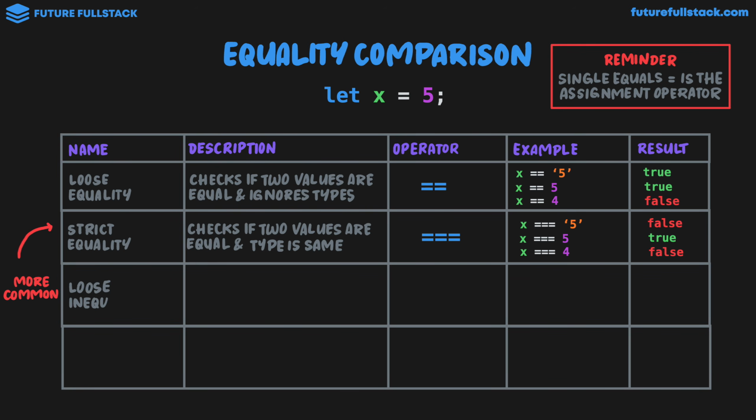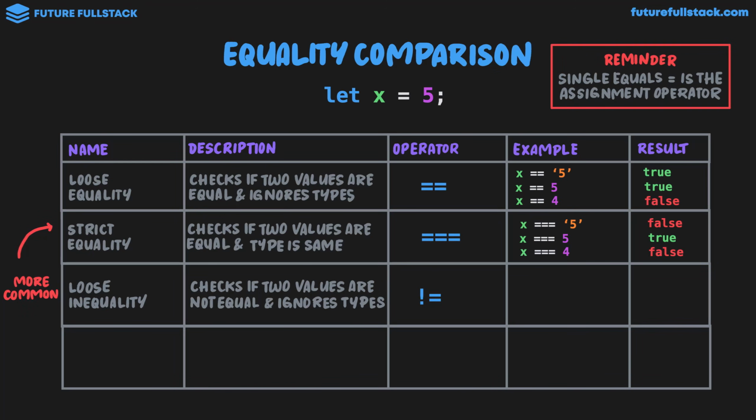We then have loose inequality. This checks if two values are not equal and ignores types. So just like loose equality, it ignores the types, but now we're seeing if values are not equal. The operator looks like this, exclamation mark followed by an equal sign. Alright, now for these examples coming up, I'm going to break them down in a bit more detail, because inequalities are actually quite hard to get your head around. So let's look at some examples.